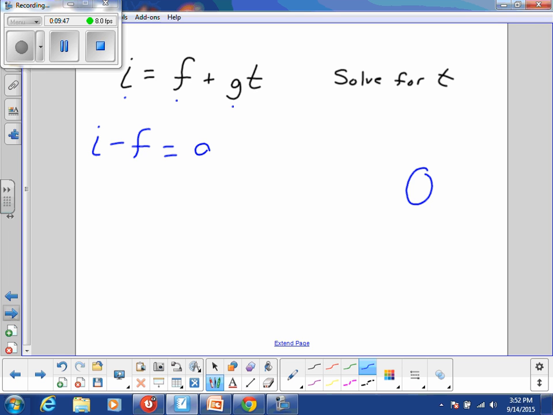Leaves me with equals g times t. But I don't have to actually do any arithmetic. I don't have to carry out that subtraction. Now I'm looking at it as my variable t has a coefficient g, and what's the last step in solving an equation? Divide by the coefficient.